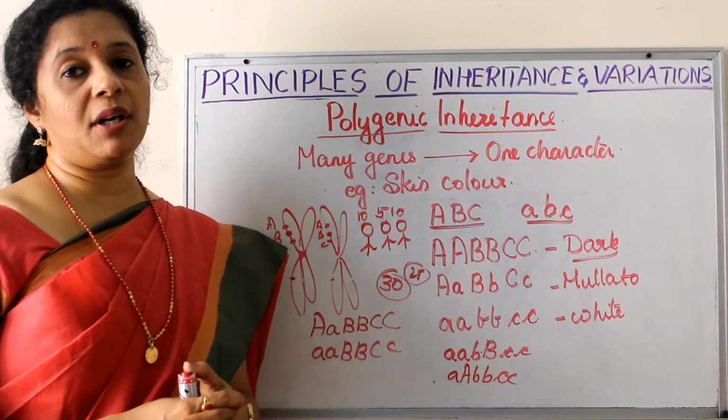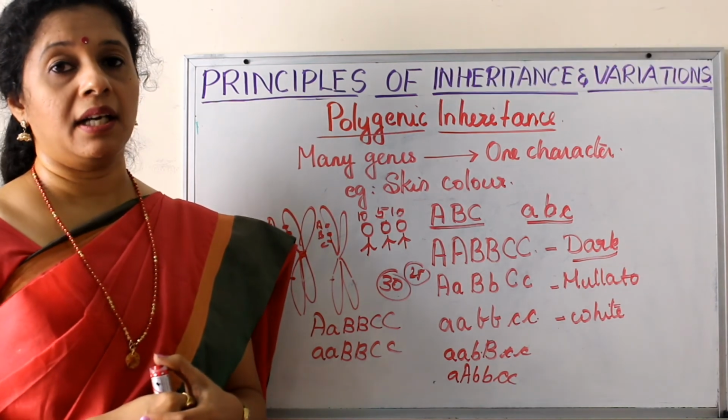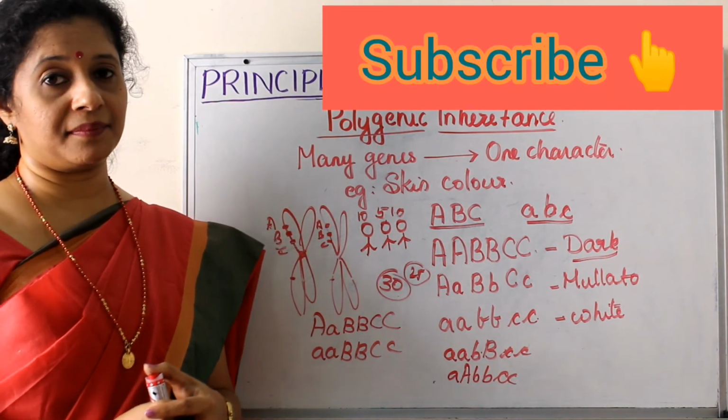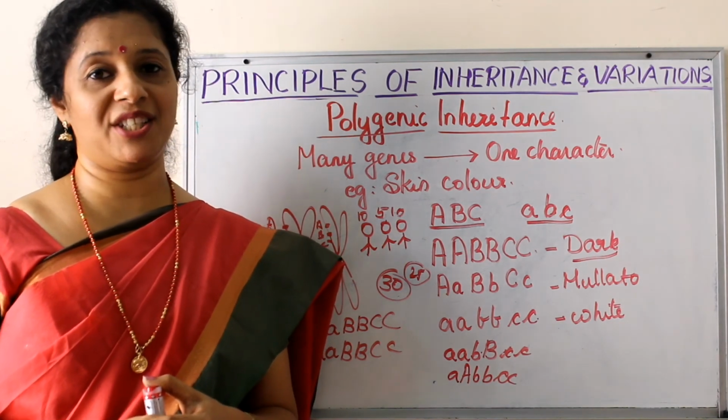Skin color is an example of polygenic inheritance where many genes are controlling one effect. Another example is height. Hope you all enjoyed today's video, including pleiotropy and polygenic inheritance.